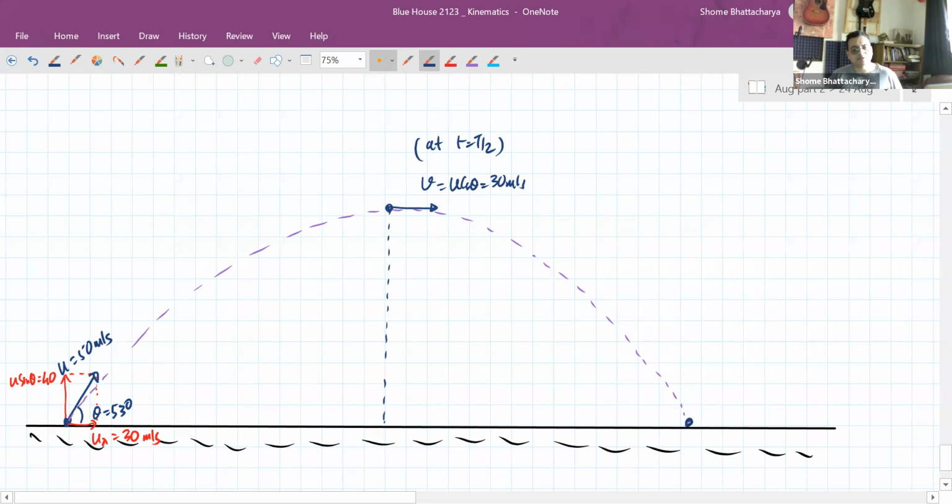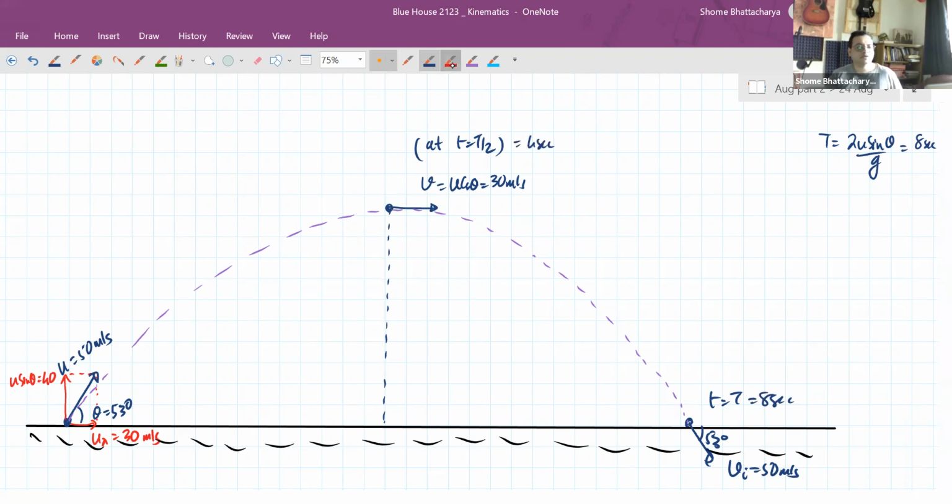Whereas the impact speed, this also we know for a fact, will be 50 meters per second, and this angle will again be 53 degrees. And this will be at time capital T. Now capital T was 2u sine theta by g, so that is going to be 8 seconds. This time is going to be 4 seconds. So this we already know. Now let's come to this part.